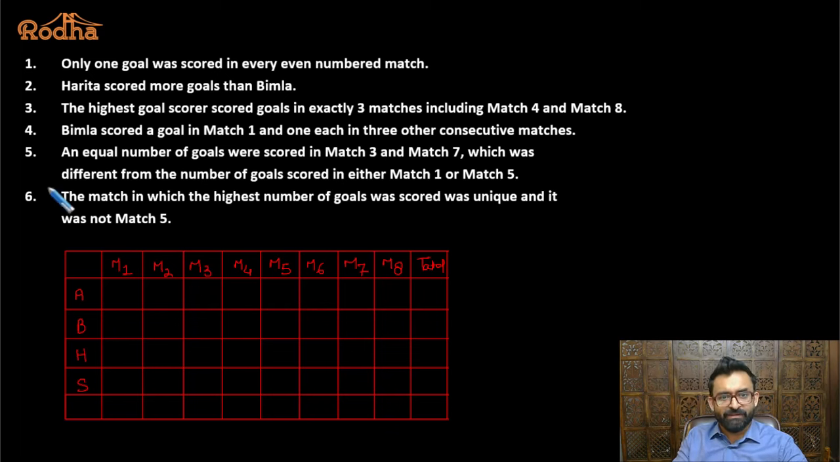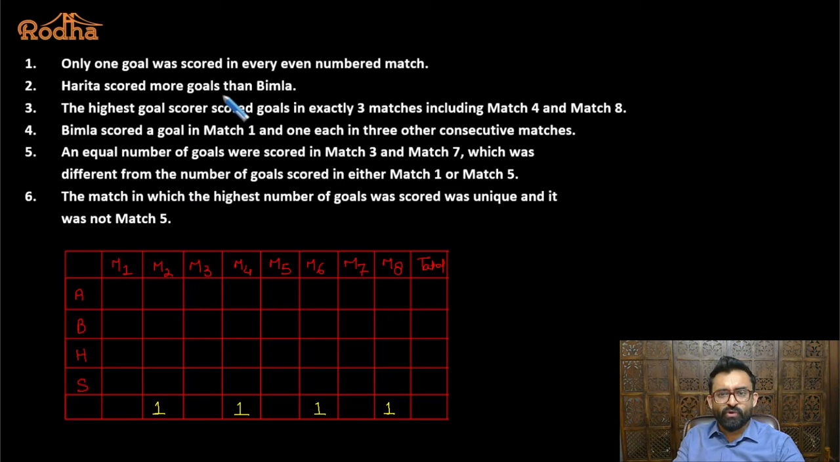Now let's understand what else is given. Only one goal was scored in every even numbered match. It's pretty simple to identify. One goal is scored here, one goal scored here, one goal scored here, one goal scored here. I don't know who scored that goal, but exactly one goal was scored in match 2, 4, 6 and 8. That means the remaining matches, match 1, match 3, match 5 and match 7, will have 8 goals in total, because the total number of goals is 12. 12 minus 4 is 8. Fine, so we don't have to write it. So a total of 12 goals are there.